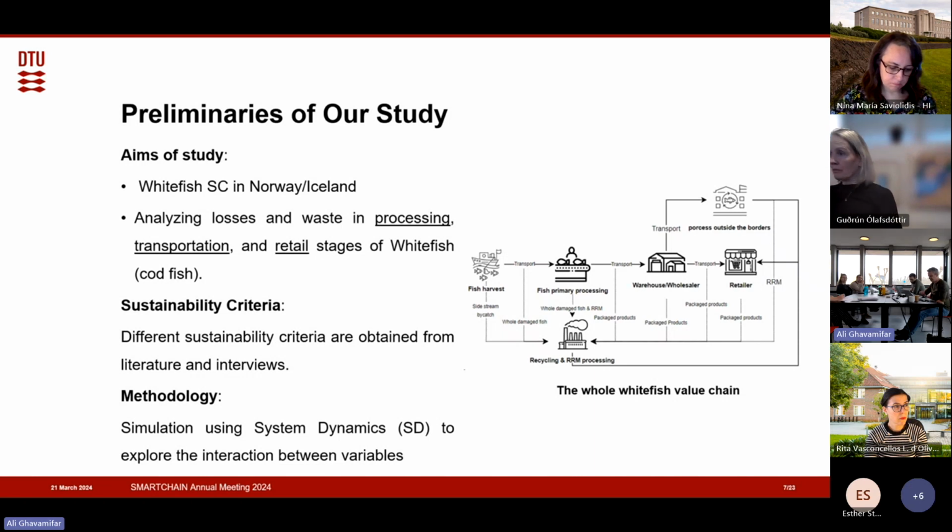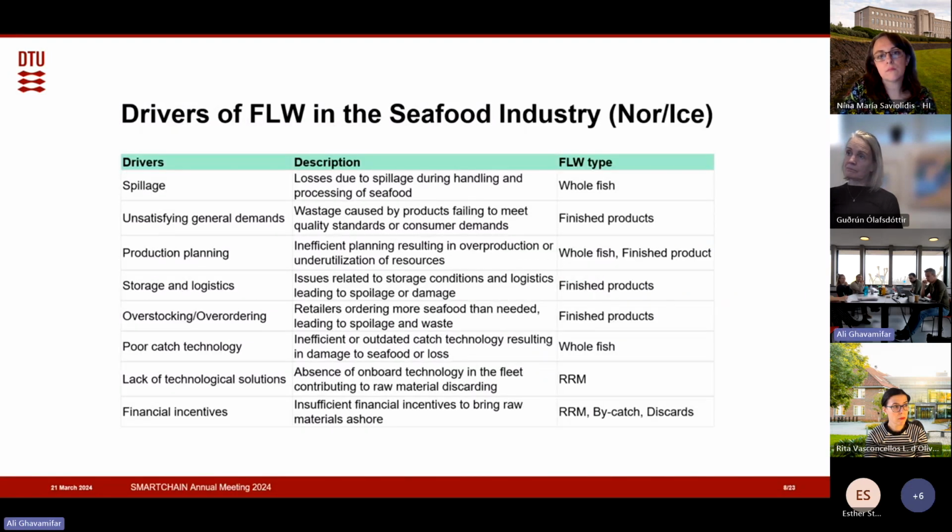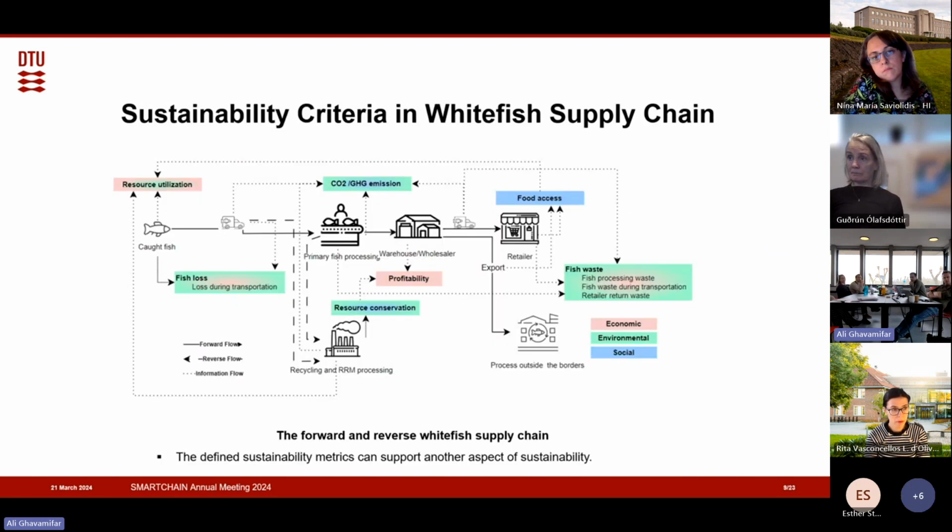Then in the next slide, I will talk about the food loss and waste that we considered, the sustainability criteria that we are considering in our study, and then about the methodology that we are using. So we have some drivers for the food loss and waste in the seafood industry, specifically in Norway and Iceland, and we use these drivers from work package 1. So we have some waste regarding spillage, or some issues in production planning, storage, and logistics, or issues regarding overstocking and overordering, or poor catch technology and lack of technological solutions, or financial incentives. We try to consider some of these drivers when we develop and study scenarios in our study, but we didn't consider all of them now, and maybe we will consider them in the future.